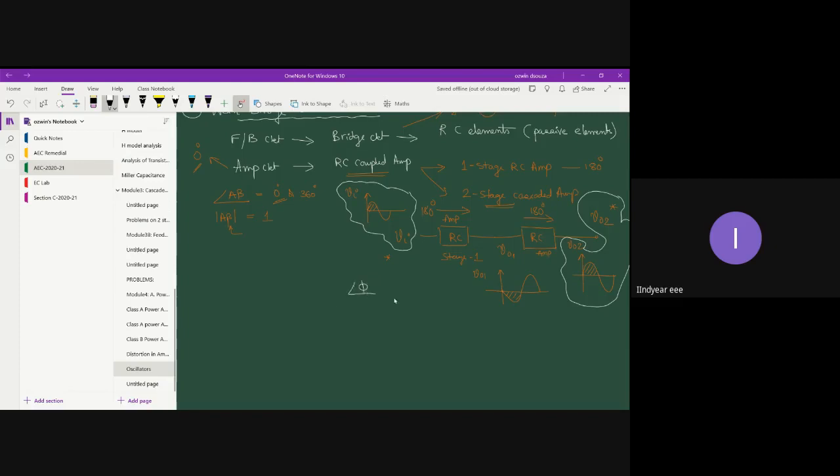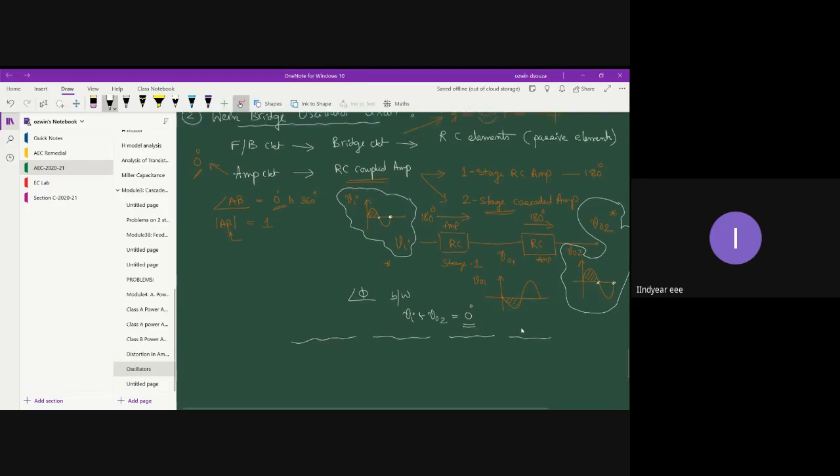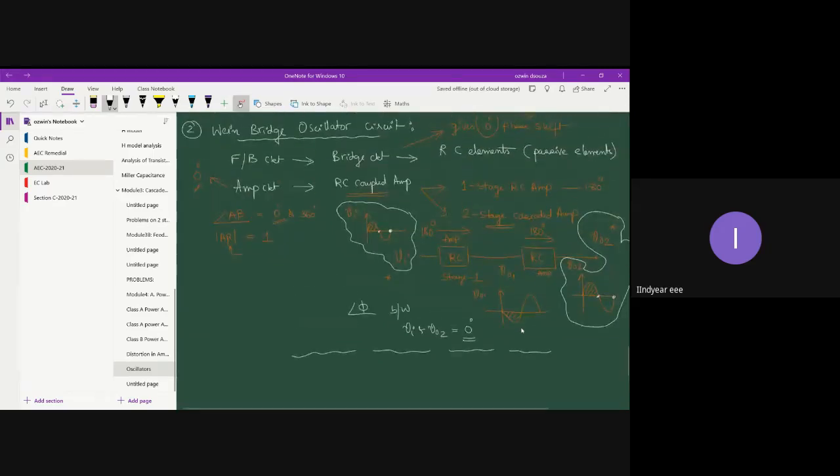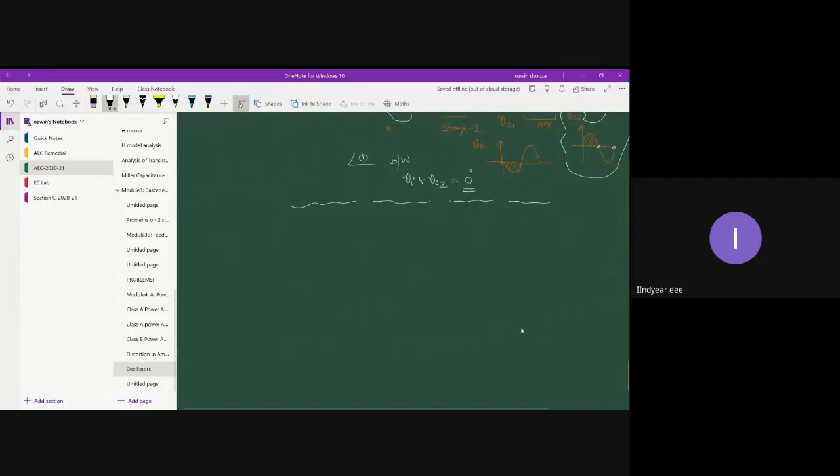So the angle phi between Vi and V02 is equal to 0-degree, right? Both start from 0-degree and complete the positive half cycle at 180-degree and then complete the negative half cycle at 360-degree. So this is how we overcome the phase shift problem in case of the Wein bridge oscillator circuit. Okay, fine.